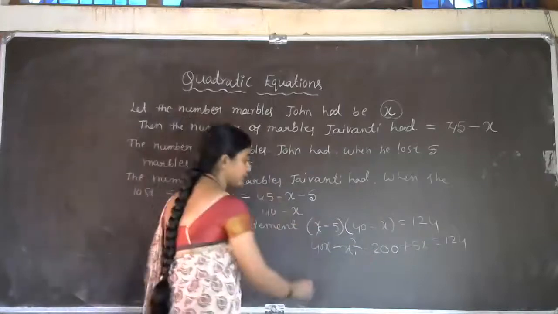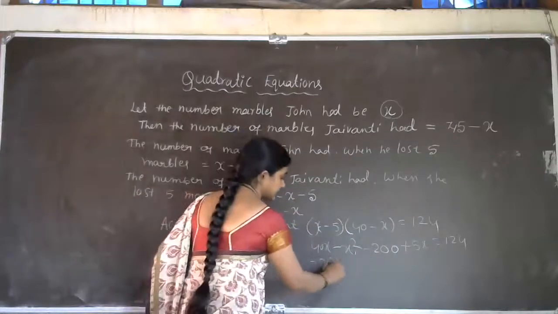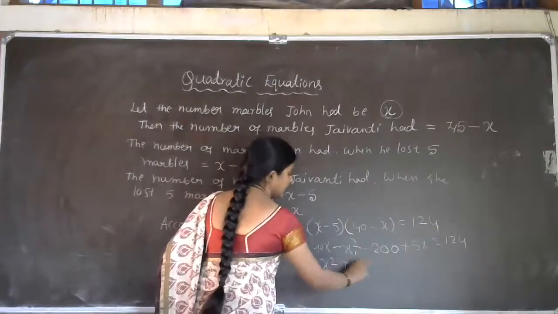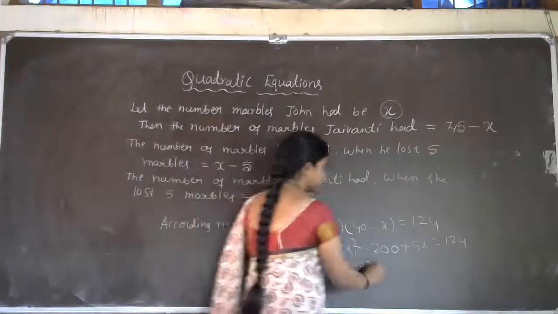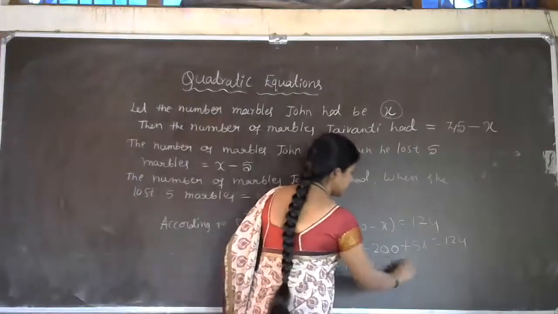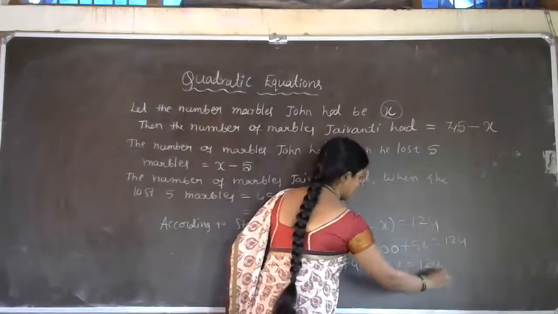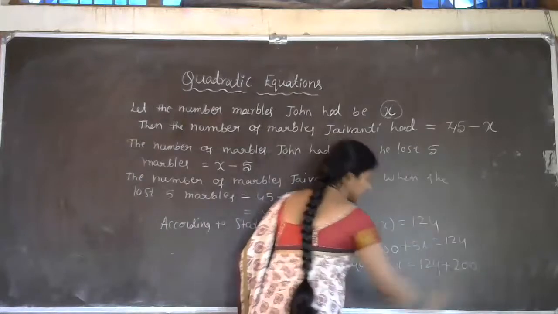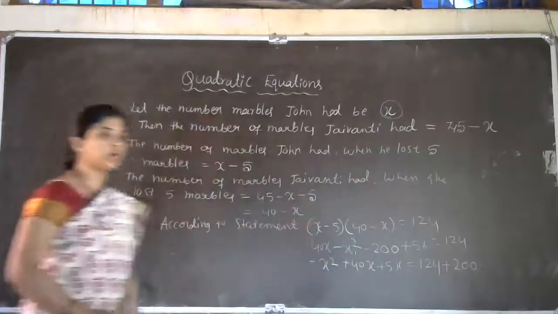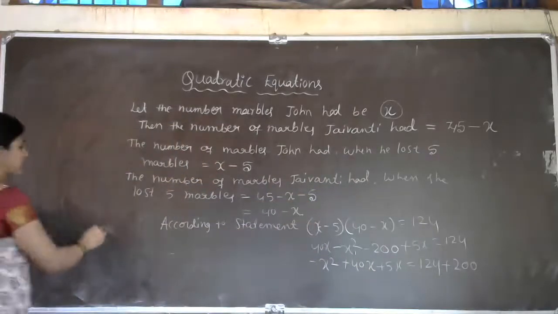So now what we have to do here? Minus x square plus 40x, then plus 5x. So it is equal to 124 plus 200. So we transpose that 200 to that side. So next step I'll write here.